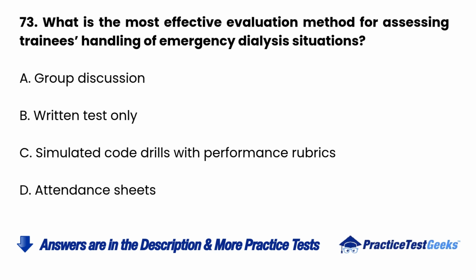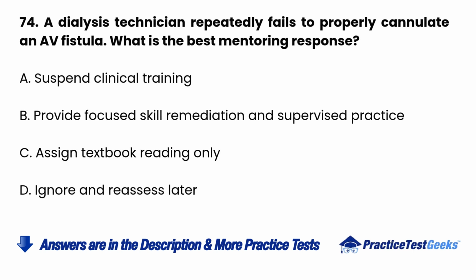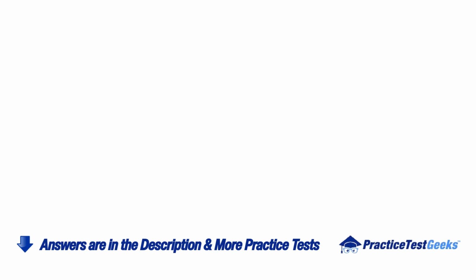D. Attendance sheets. 74. A dialysis technician repeatedly fails to properly cannulate an AV fistula. What is the best mentoring response? A. Suspend clinical training. B. Provide focused skill remediation and supervised practice. C. Assign textbook reading only. D. Ignore and reassess later.